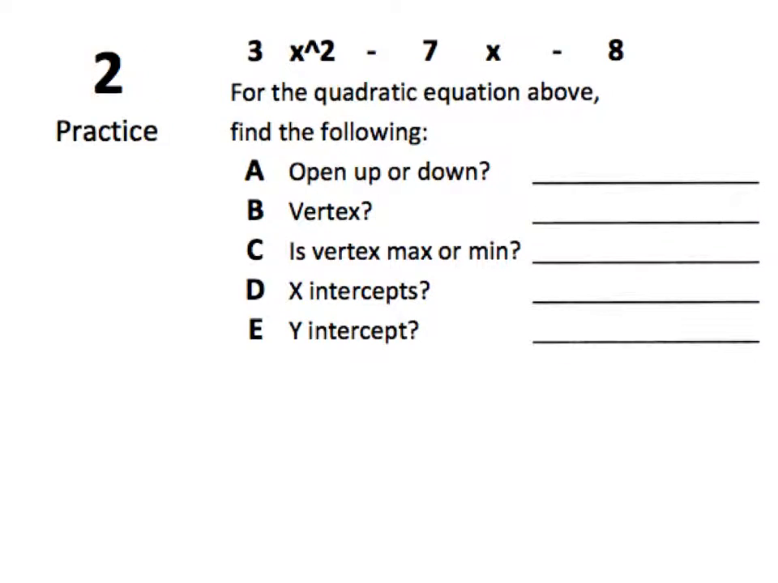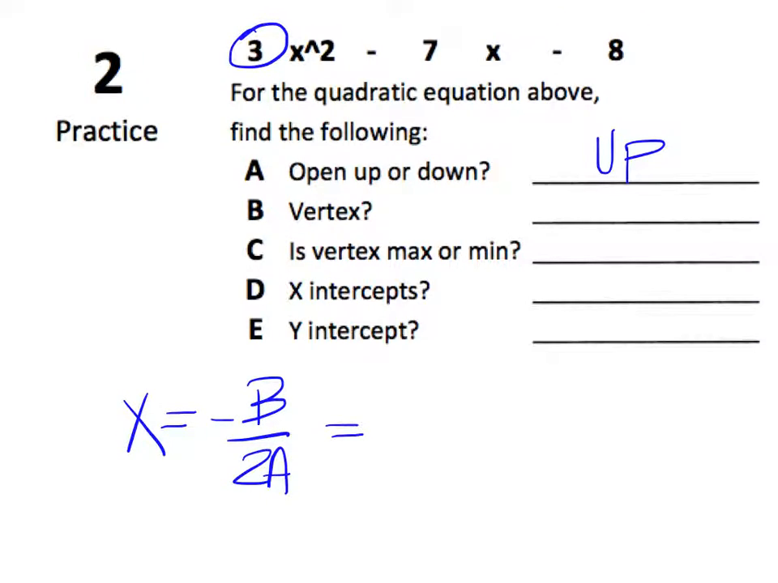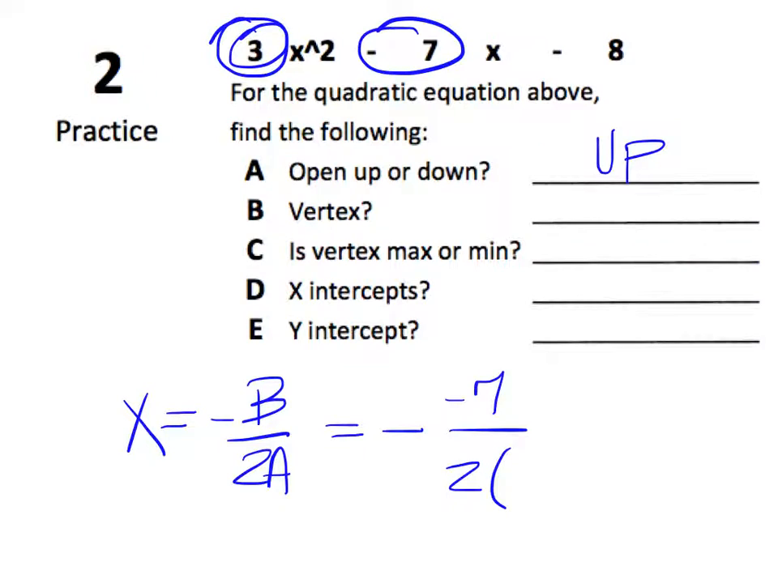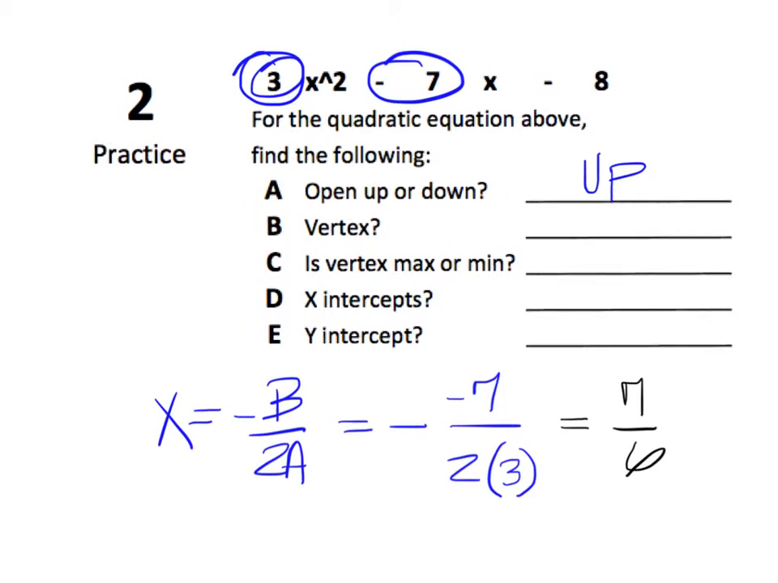This one opens up because that is positive. And then the vertex, you start with x equals negative b over 2a. The b is negative 7, so negative 7 over 2 times the a value, which is 3. It is a double negative, so it would be positive 7 over 6. If you put that in your calculator, you come back with 1.16 repeating.